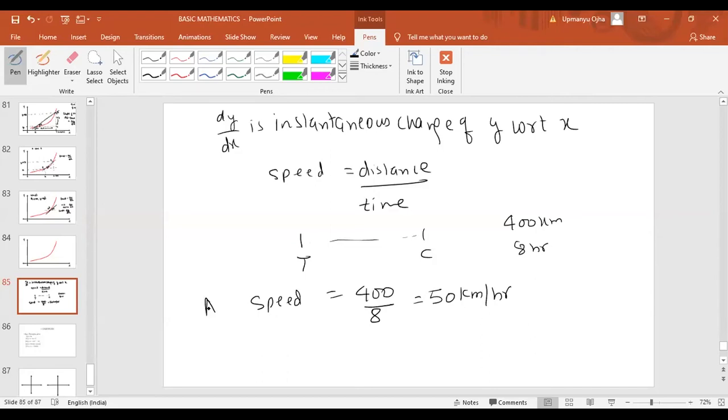Therefore, this is known as average speed. This is known as the average speed of the vehicle, that is 50 kilometer per hour. But we cannot say that this vehicle was moving with the speed of 50 kilometer per hour continuously. No, it may be less, it may be more. But the average speed is 50 kilometer per hour.